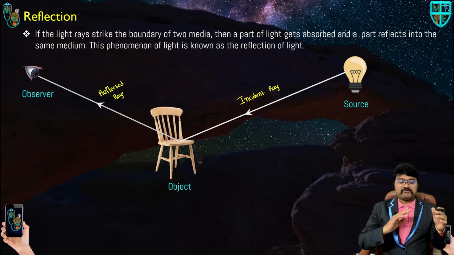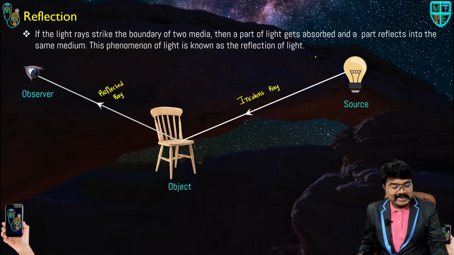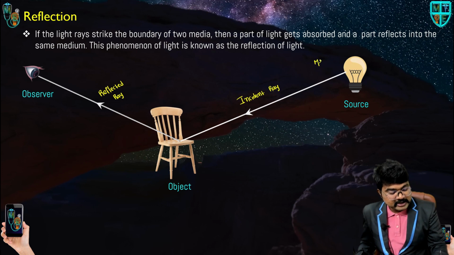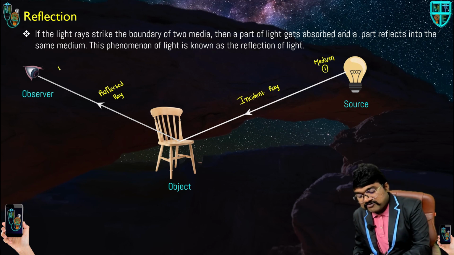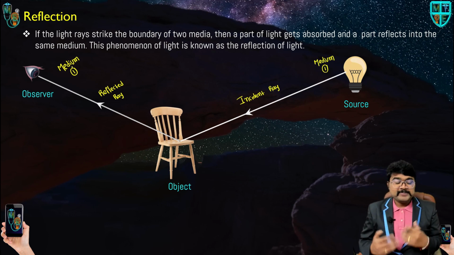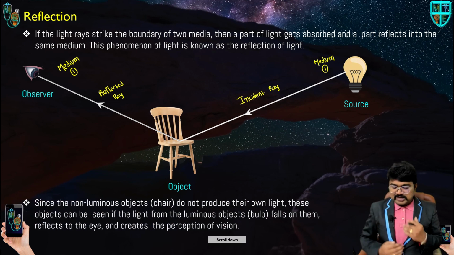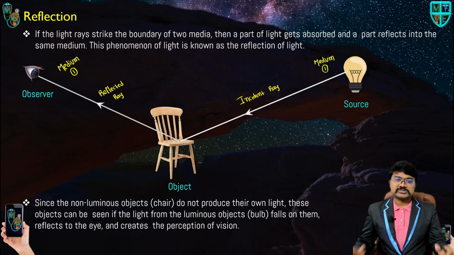Here, some amount of light is incident on the object from the source. This would be medium 1. It is reflected into the same medium. The medium is the same here. In case of reflection, the medium will be the same, reflected into the same medium.